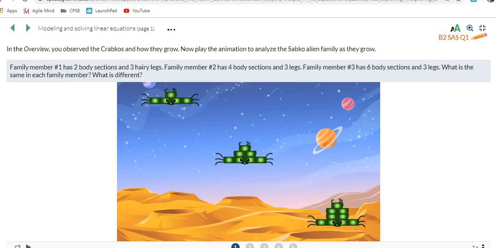It says family member number 1 has 2 body sections and 3 hairy legs. Family member 2 has 4 body sections with 3 hairy legs. Family member 3 has 6 body sections and 3 hairy legs. So number 1 in your workbook says, what do each family member have that is the same?